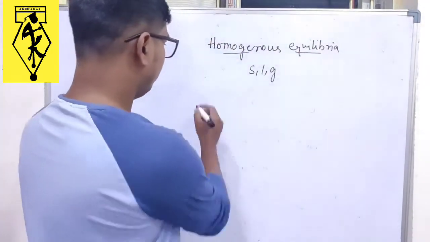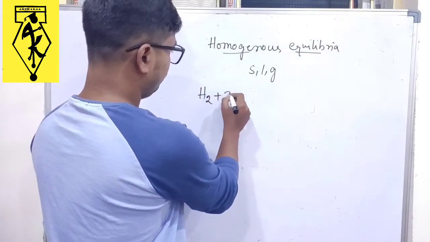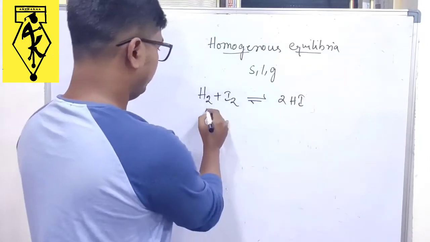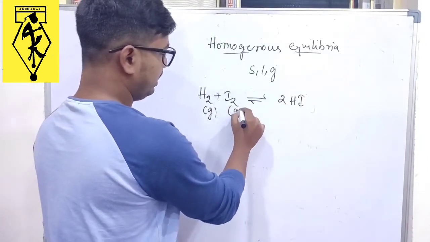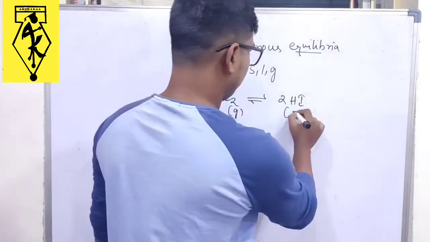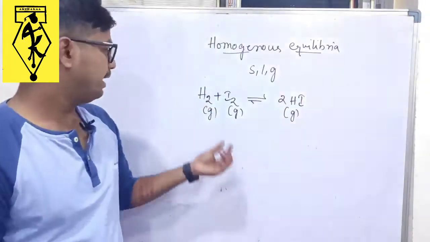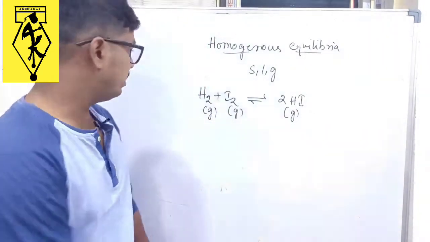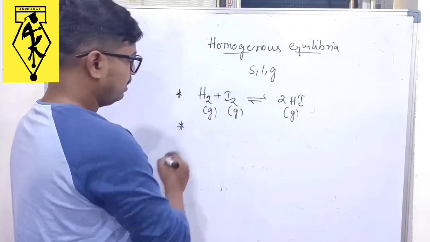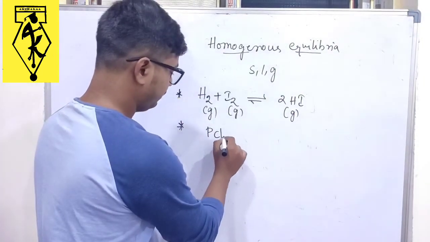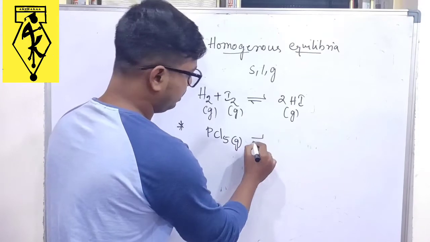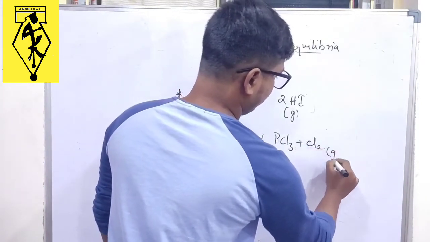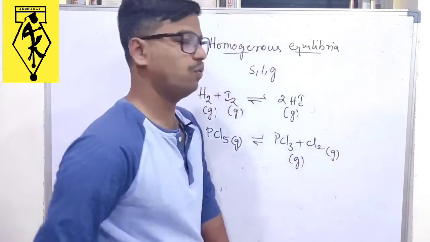So consider one reaction where H2 plus I2 is in equilibrium with 2HI. Hydrogen is a gas, everyone knows, iodine is a gas too, iodine vapor, and 2HI is also a gas. So this is an example of homogeneous equilibrium. Another example I can give is the decomposition of PCl5. PCl5 is a gas. Upon decomposition it gives PCl3 plus Cl2. Both PCl3 and Cl2 are gases.